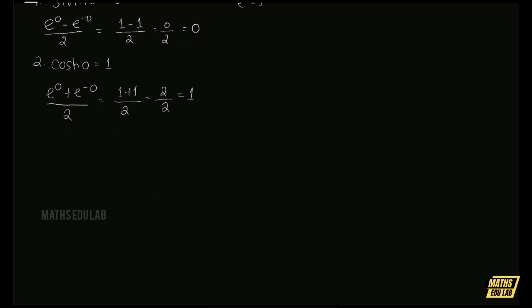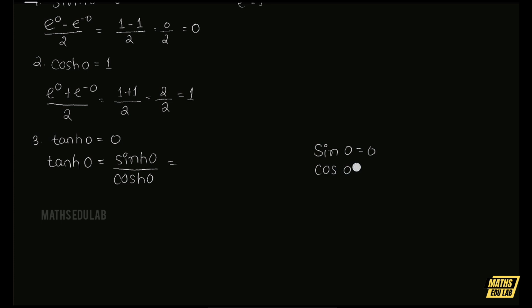So the next result is tan hyperbolic 0 is equal to 0. Now we know the formula of tan theta is equal to sine theta upon cos theta. The same formula we will write here, that is tan hyperbolic 0 is equal to sine hyperbolic 0 upon cos hyperbolic 0. We know the sine 0 value is 0 and similarly the cos 0 value is 1. So 0 upon anything is equal to 0.